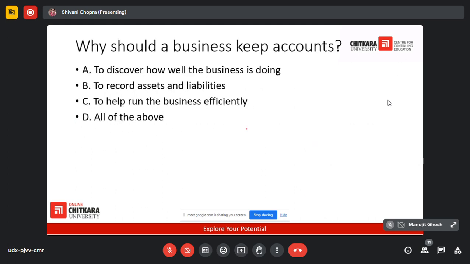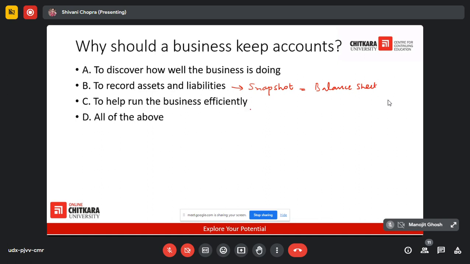Now, the question is, why should a business keep accounts? The first point is to discover how well the business is doing, whether the business is making profit or earning losses, and to record all the assets and liabilities, to keep a record or a snapshot of assets and liabilities. What do we call this? A snapshot of assets and liabilities. We call this the balance sheet.